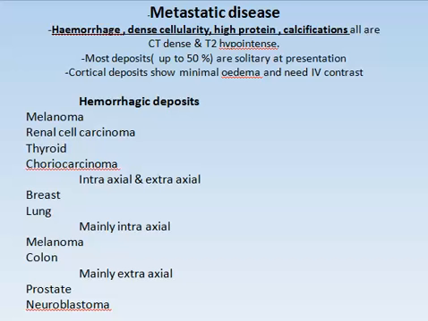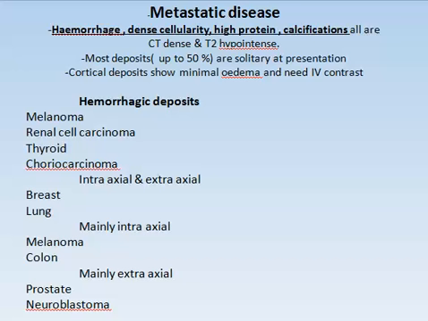So to gather all together, for metastatic disease we should be concerned with the history of malignancy. We should know that most deposits start as one, and that cortical deposits need contrast because of the minimal edema, and that deposits with hemorrhage, dense cellularity, high protein, or calcifications will present as CT dense lesions and T2 hypointense lesions.